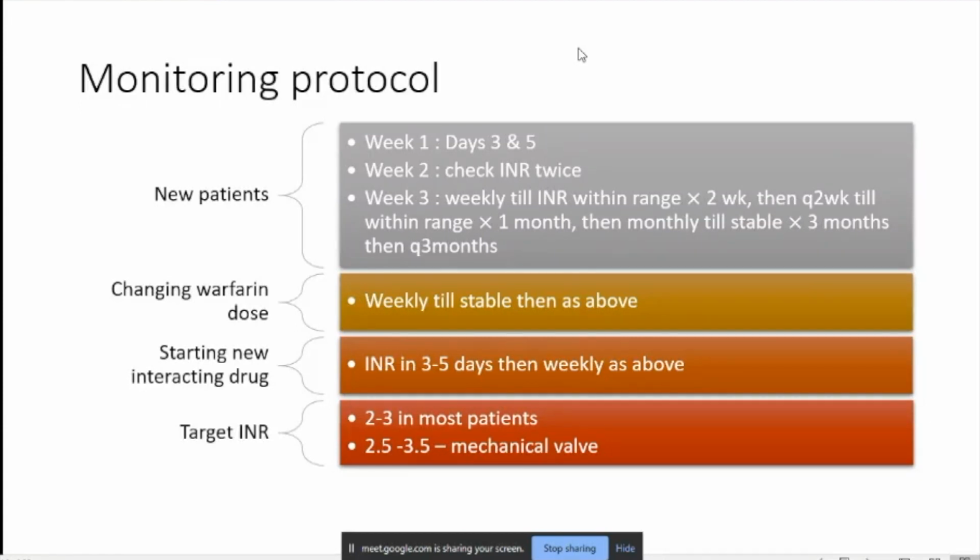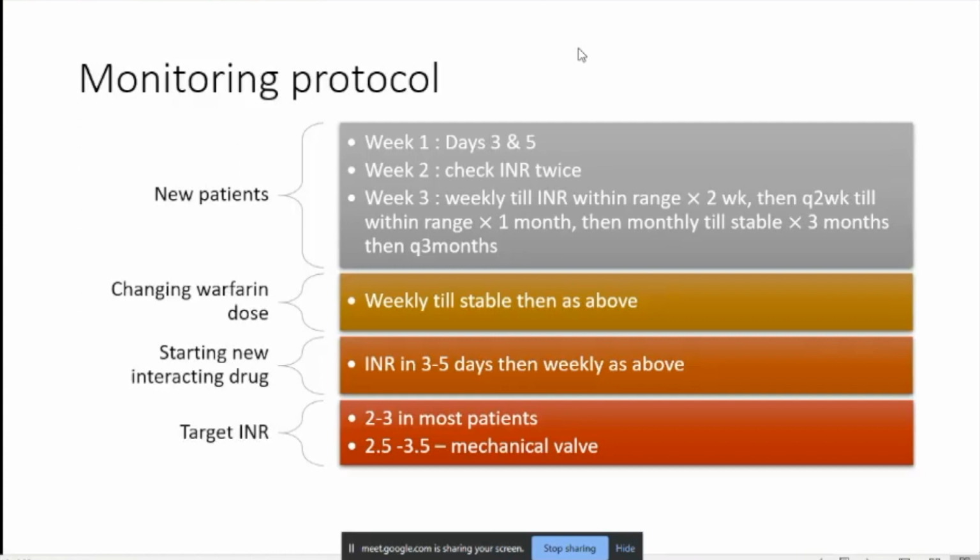But if the patient is regularly monitoring the INR following the protocol, it's hardly ever that you will see patients who reach a stable level where they have to do it every 3 months. So it's really hard to maintain the INR for warfarin. When it comes to warfarin, it's really hard to maintain the INR.